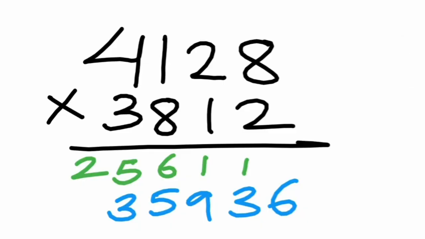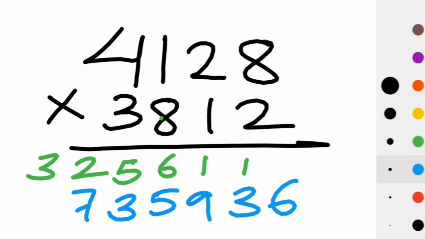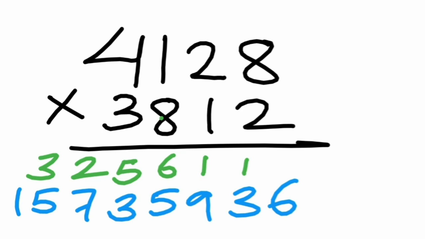Now multiply. 4 into 2 will be 32. 32 plus 3 will be 35. 35 plus 2, these 2 carried, will be 37. Write 7 here. 3 will be carried. Then 4 into 3 will be 12. 12 plus 3 is 15. So this is your answer.